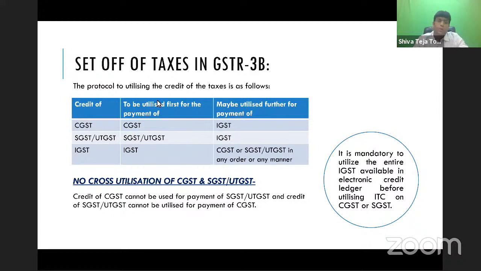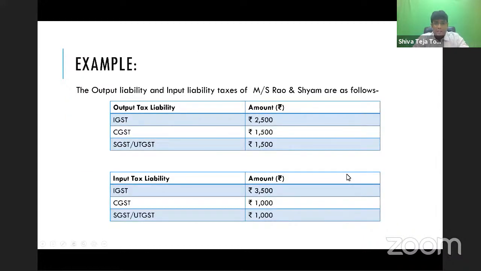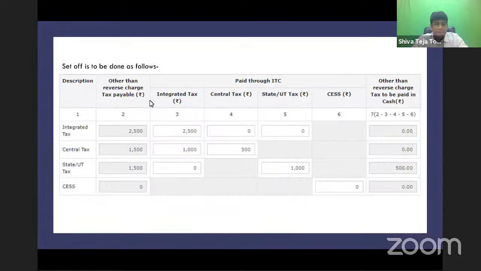But first, reverse charge: you pay tax, then claim credit and use it for any output tax possible. Next, one small example, you can see here how the figures are. Output tax figures 2,500, 1,500, 1,500. Input tax credit 3,500, 1,000 and 1,000. And this is how we will set off, my dear friends.